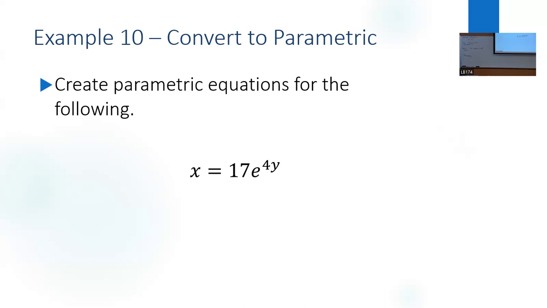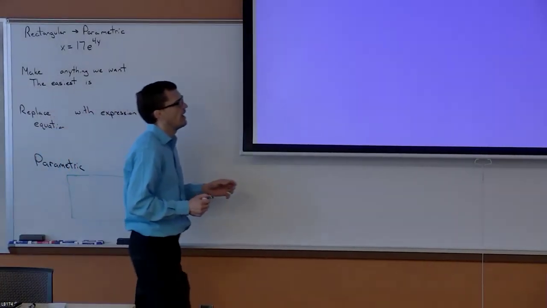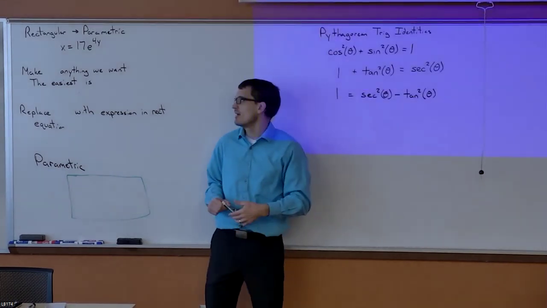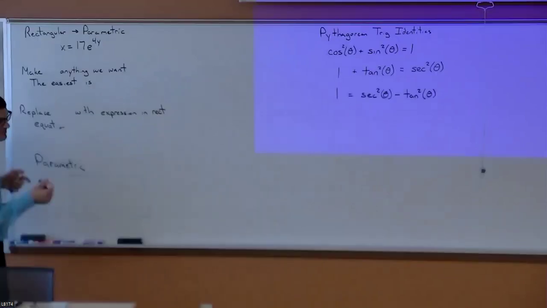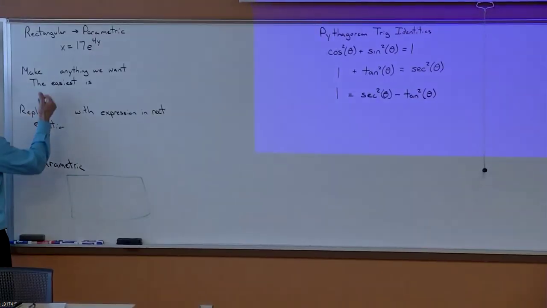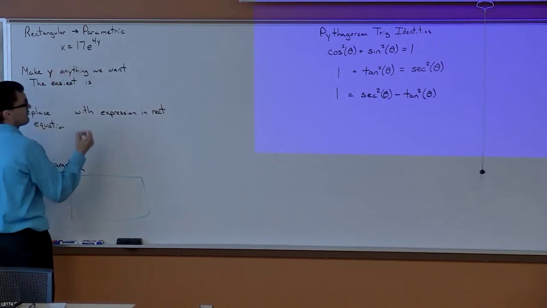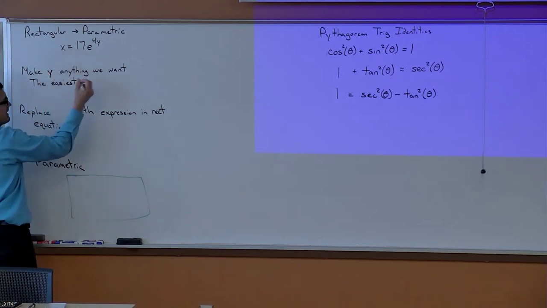All right, so this one again, direct substitution. We already have this one solved for x. So instead of trying to force x to be equal to t, the easier way is to make y anything we want. Do you guys catch that? This one's already solved for x, so we're gonna make y anything we want.